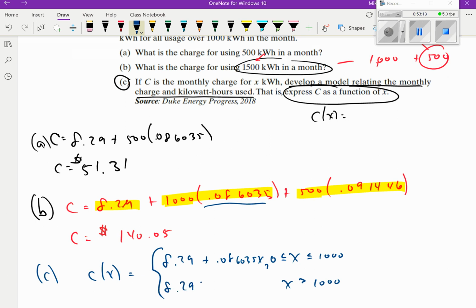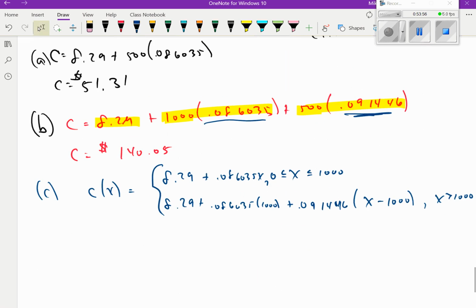Then I'm going to get charged 829 plus 0.086035 times 1,000. So I'm going to have that first 1,000. Plus then I'm going to end up with the dollar amount, this amount here, 0.091446 for anything over 1,000. So if I'm over 1,000, well, how far over 1,000 are we? Well, what we'd have to do then is take our kilowatt hours and subtract 1,000. That'll tell me how far beyond I am. So this would be if we have a charge that's greater than 1,000. So that would be our piecewise function.